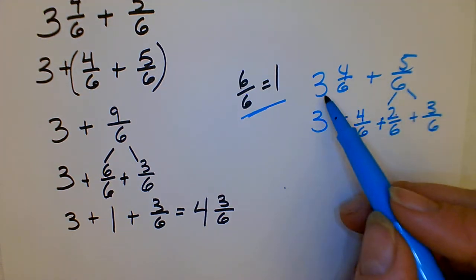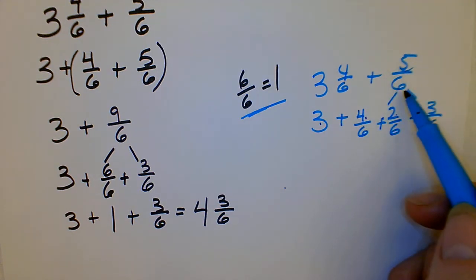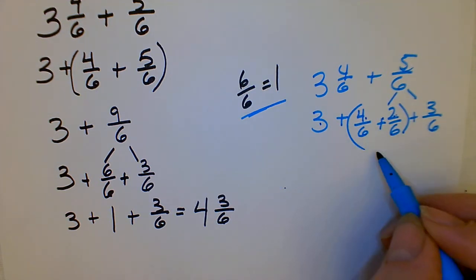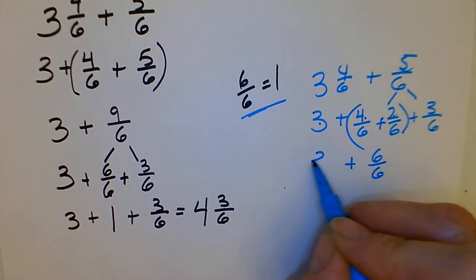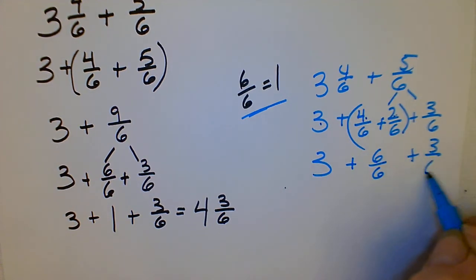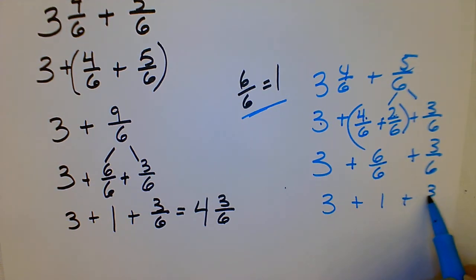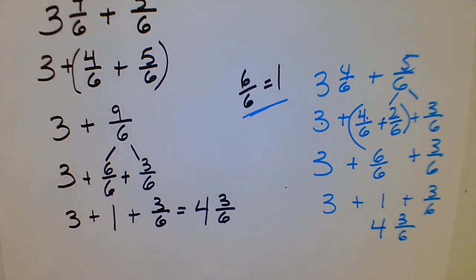So what you have is your 3, your 4/6, and then you take your 5/6 and put 2 over here so that these can be combined or associated to make 6/6, which is one whole. So we have our 3, we have our 3/6, which is what was left after we made a whole, and then we know that 3 plus 1 plus 3/6 ends up being 4 and 3/6.